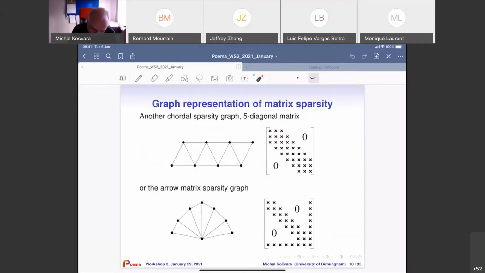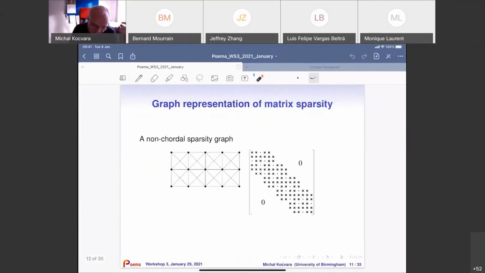The other example is this, we can call it an arrow type matrix, and the corresponding sparsity graph is in here. And again, this is a chordal graph, and the maximal cliques are these triangles, this one, that one, corresponding to again 3 by 3 matrices, because now the matrix is this matrix with these additional elements. So this is one of those 3 by 3 matrices corresponding to the maximal cliques here.